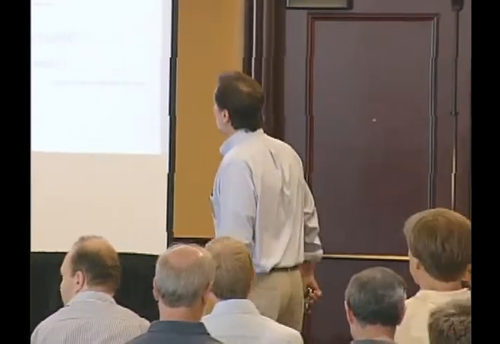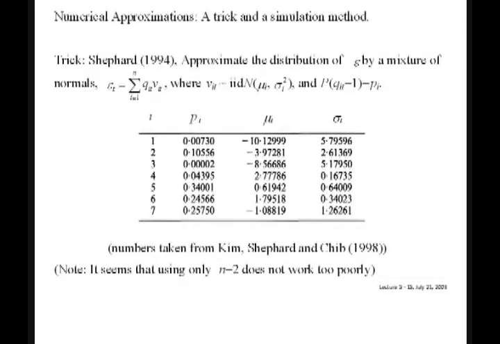Okay, so there are two tricks here that we're going to use. I think a trick and a simulation method. So here's the problem again. The problem is these epsilons are non-normal. We know something about them. We know they're log chi-squared 1 things. Okay, so here's trick 1.